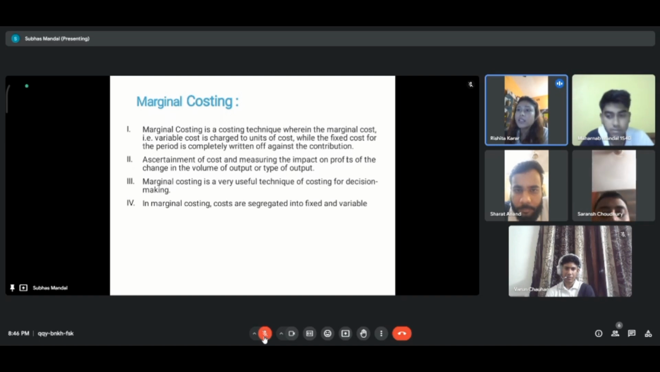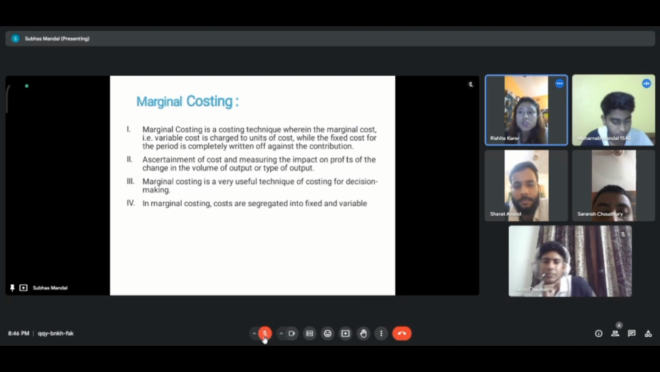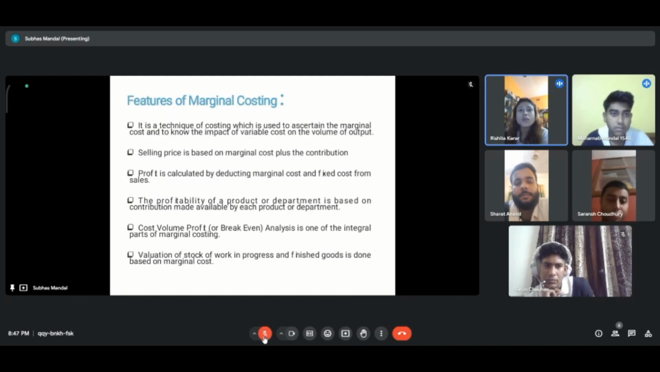So let's talk about marginal costing. Marginal costing is the costing technique wherein the marginal cost, that is the variable cost, is charged to units of cost, while the fixed cost for the period is completely written off against the contribution. It involves ascertainment of cost and measuring the impact on profits of the change in the volume of output or the type of output. Marginal costing is a very useful technique of decision making. In marginal costing, the costs are also segregated into fixed and variable.